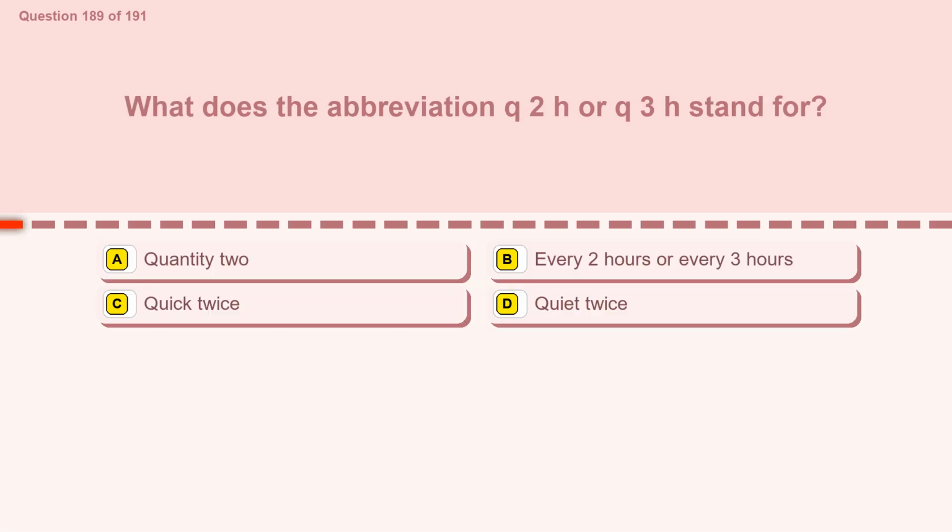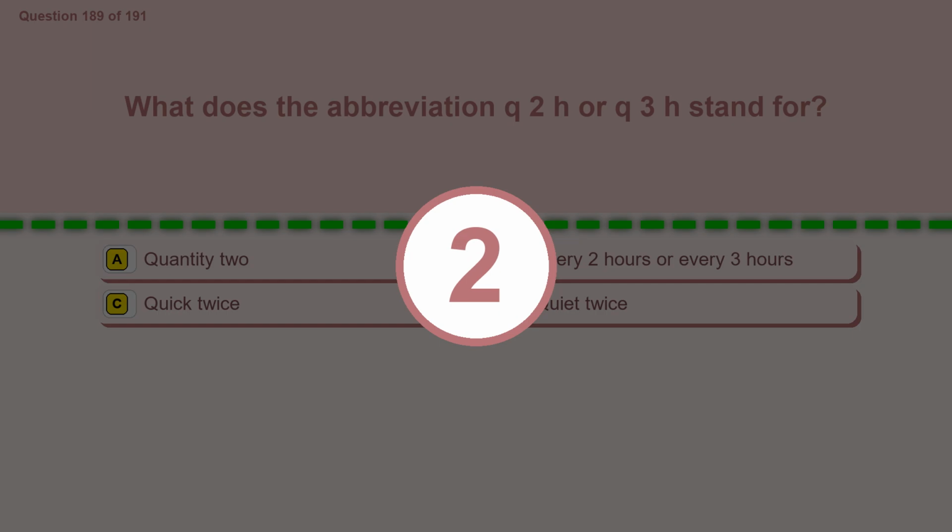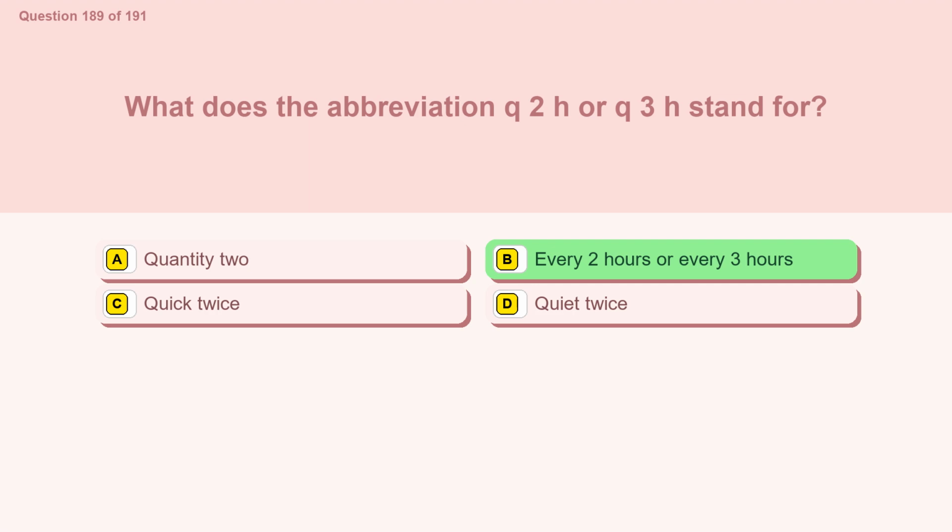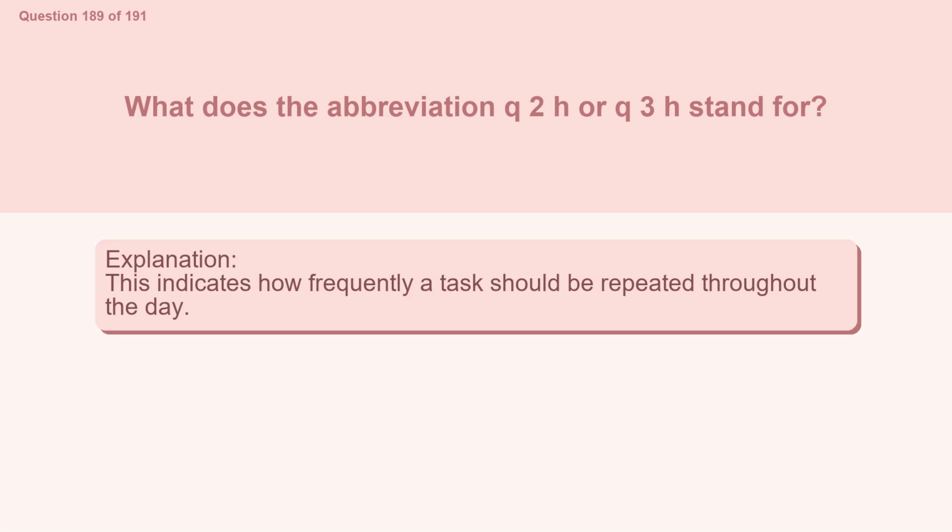Question 189. What does the abbreviation Q2H or Q3H stand for? Option A, a quantity 2. Option B, every 2 hours or every 3 hours. Option C, quick twice. Option D, quiet twice. The correct answer is option B, every 2 hours or every 3 hours. This indicates how frequently a task should be repeated throughout the day.